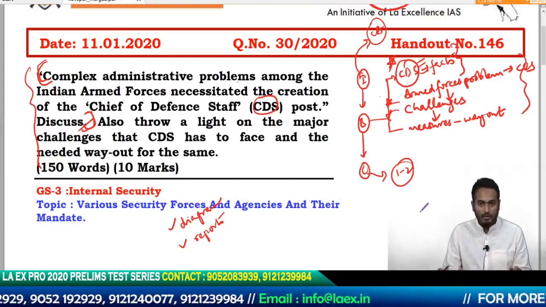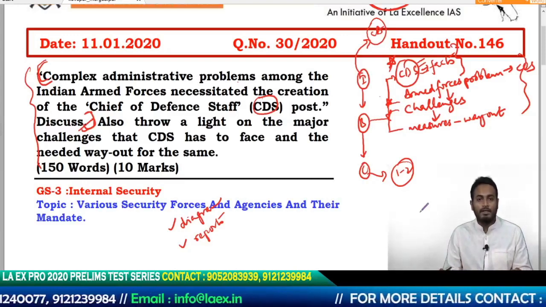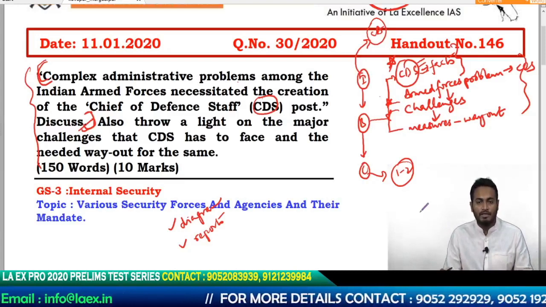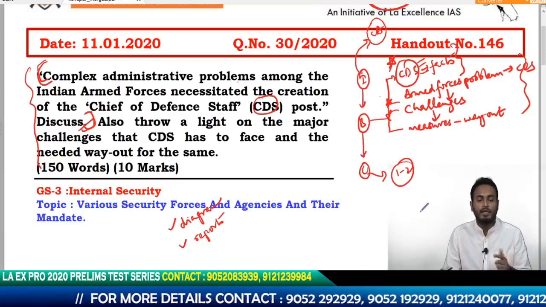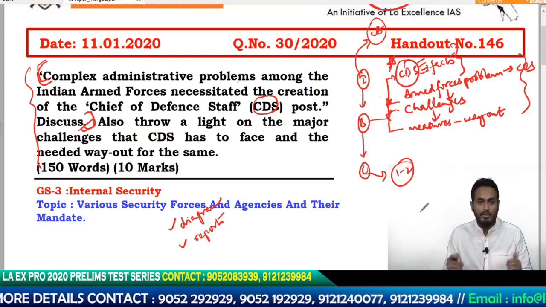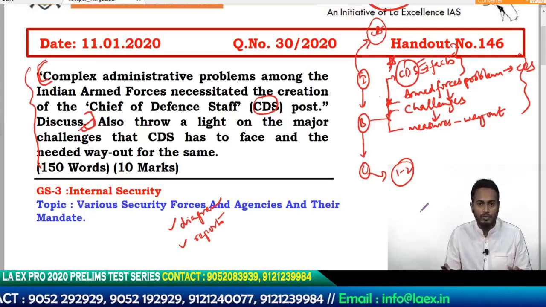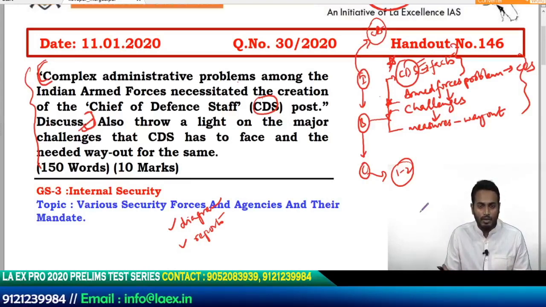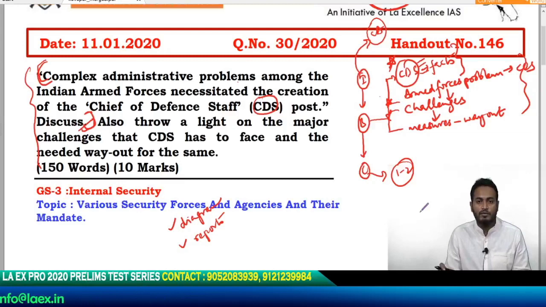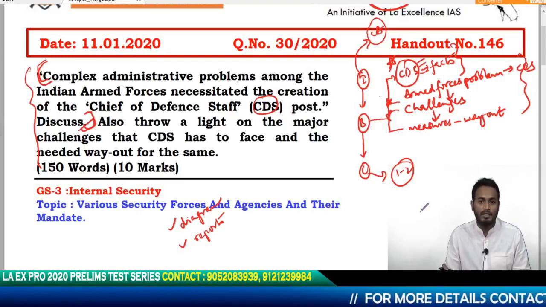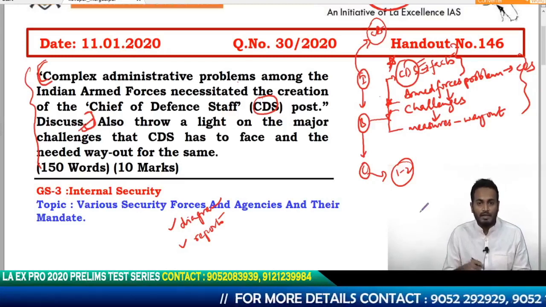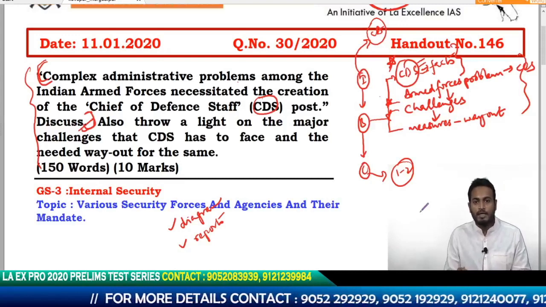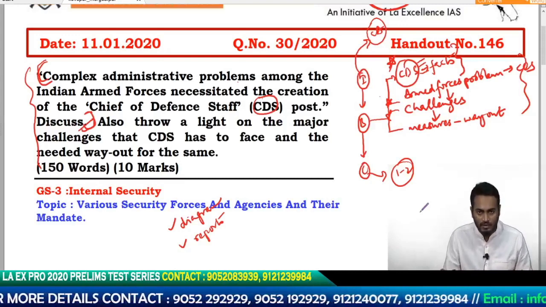What else can be done? You can also talk about the Chief of Staff Committee and how it has lapsed into poor functioning, because of which we have come up with CDS. How do you do that? You do that by talking about it in the introduction in the following way. The Chief of Staff Committee, which was supposed to coordinate the communication between the 3 services as well as between the services and the government, has not been functioning up to the mark. In this context, the Chief of Defence Staff post has come up. So there are 2 ways of introducing your answer.